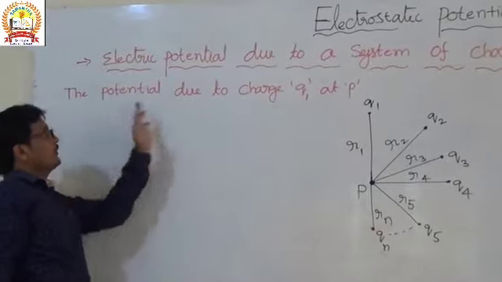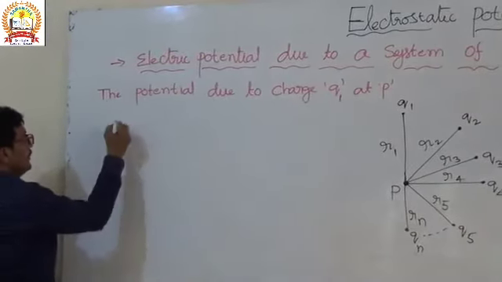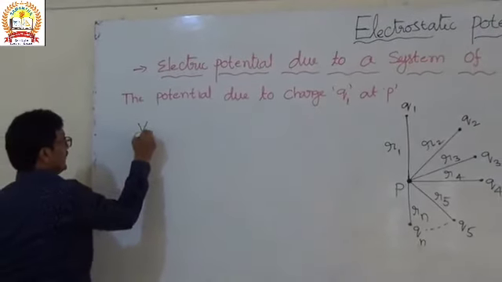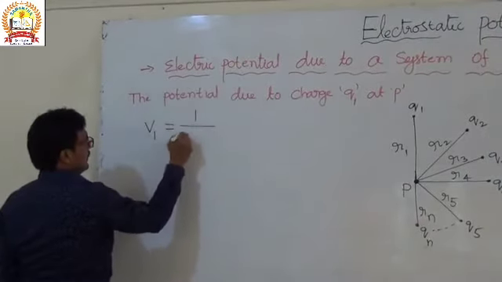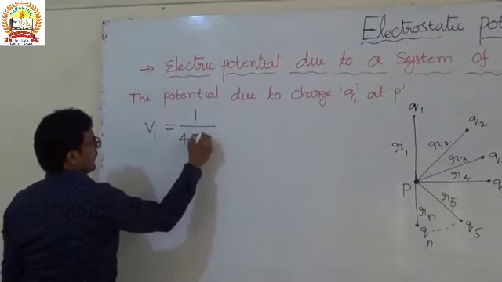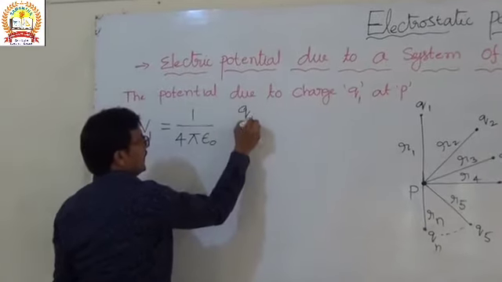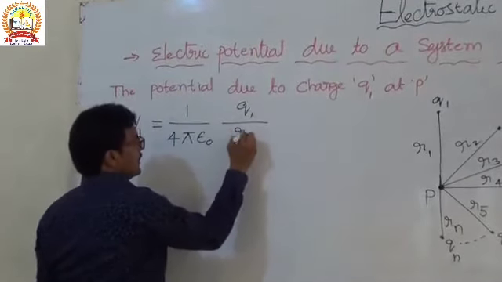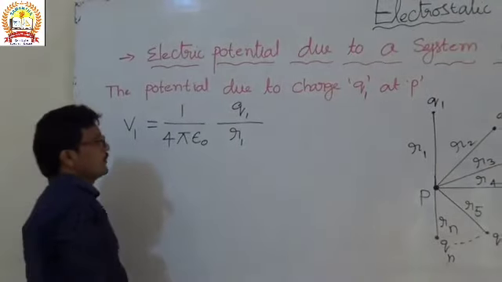The potential due to a charge Q1 at P is V1. V1 is equal to 1 by 4 pi epsilon naught, Q1 divided by the distance R1. This is the potential due to charge Q1.